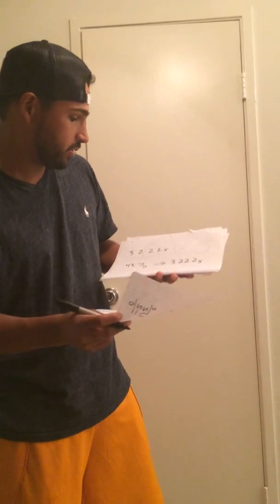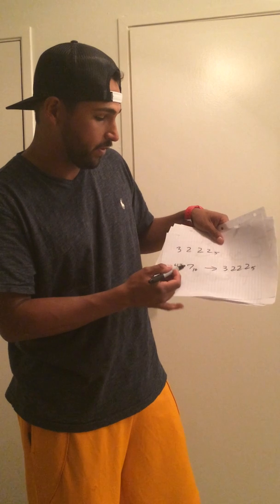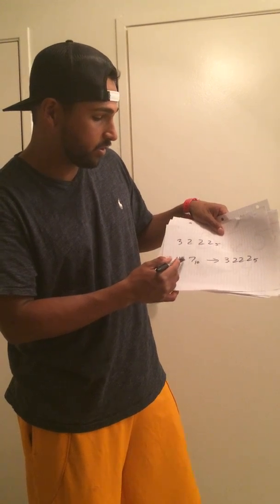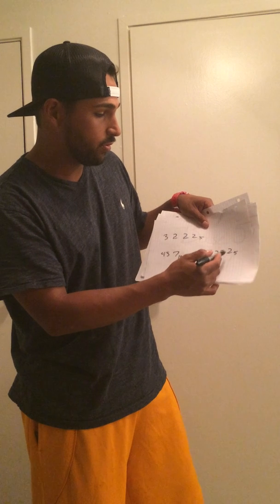And the final conversion is 3, 2, 2, 2 base 5. So we converted 437 base 10 to 3, 2, 2, 2 base 5.